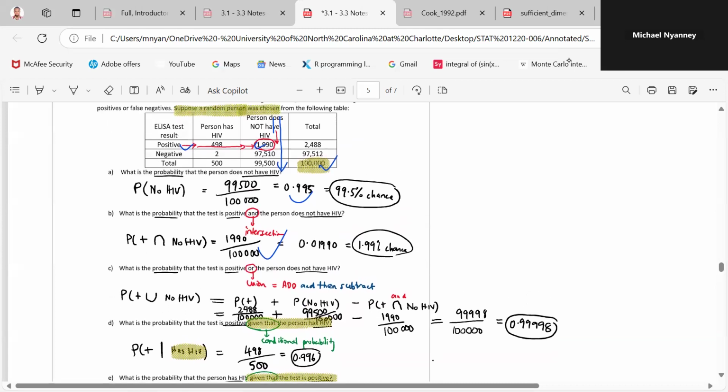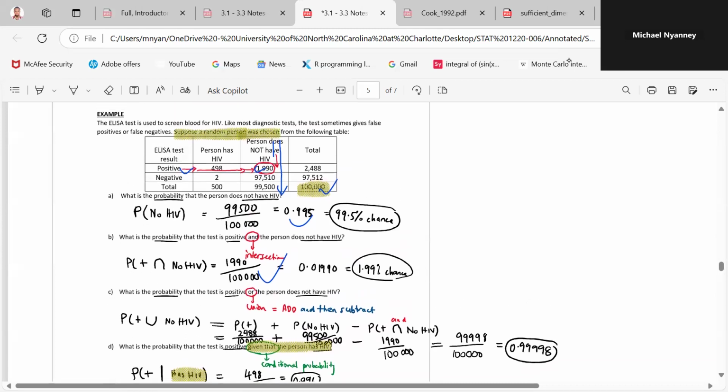When you go to the top, how many people test positive? You have it here. So you go to this row, and we have 2488. So these are those that test positive. If you pick that over the total, you get a probability. And those that do not have HIV, how many people do not have HIV? So you have it to be what? 99500 over the total. So this gives you the probability.